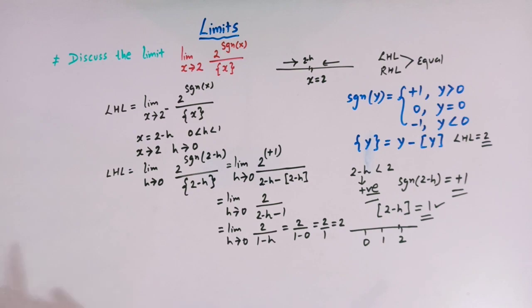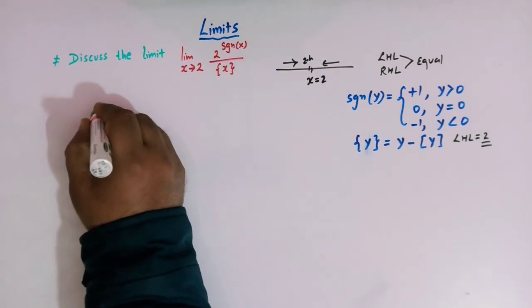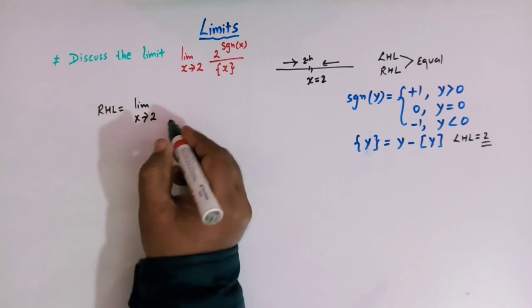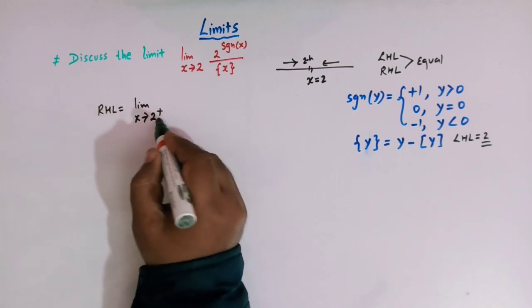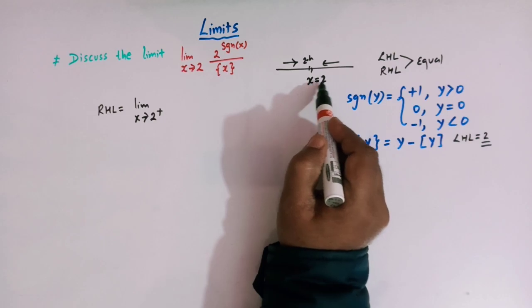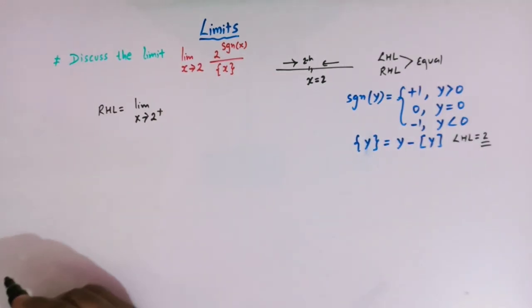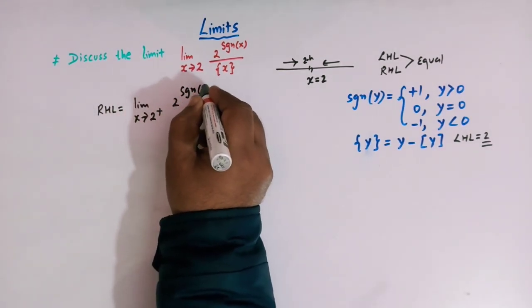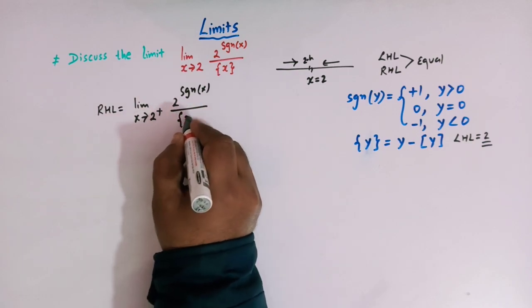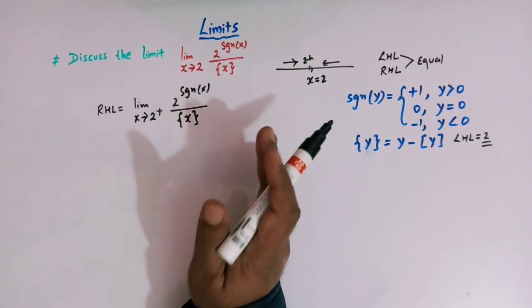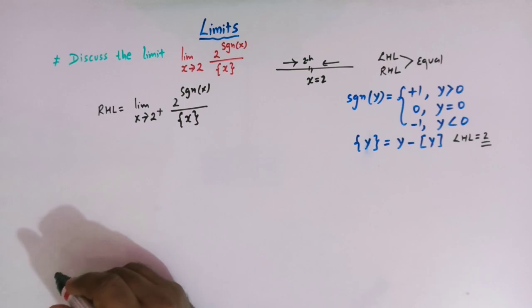So now let us find out the right hand limit. It can be written like this. We have limit x tends to 2, and here we'll write a positive sign. This positive sign indicates that in this case we are approaching x equal to 2 from the right of x equal to 2, right? And we have 2 raised to signum of x, and in the denominator we have fractional part of x, right? Our line of explanation will be the same as we have done in the case of the left hand limit, right?